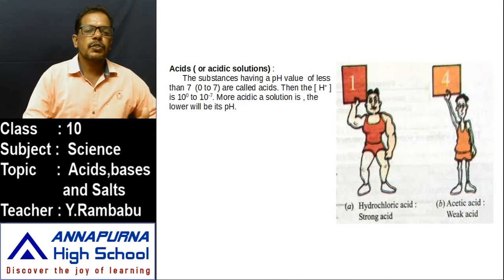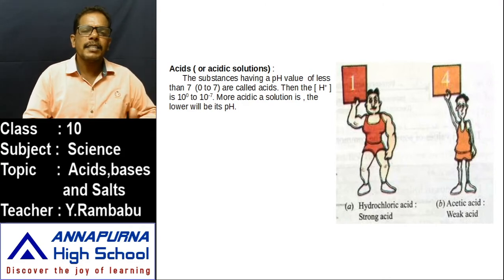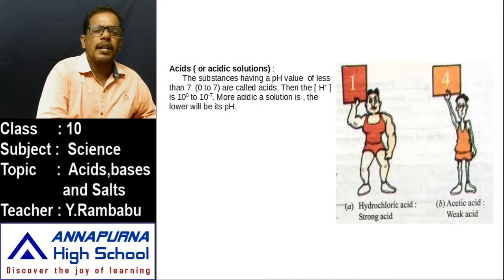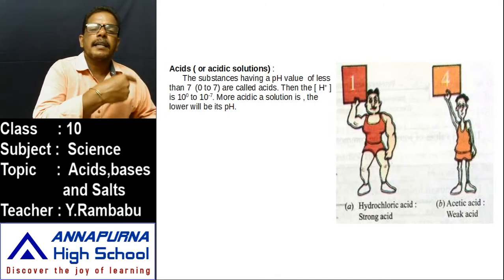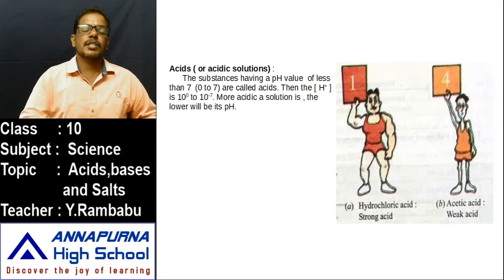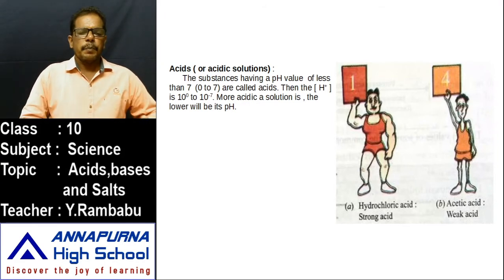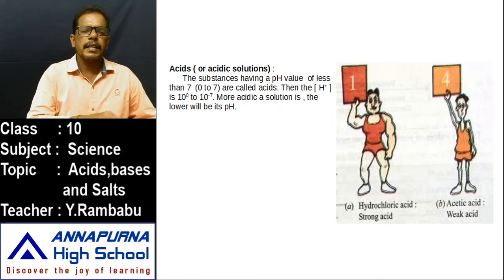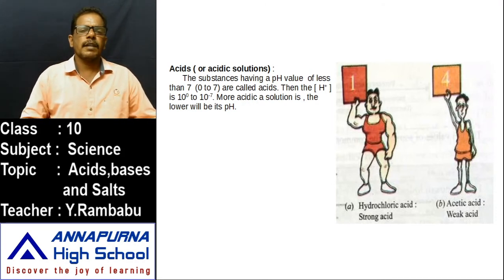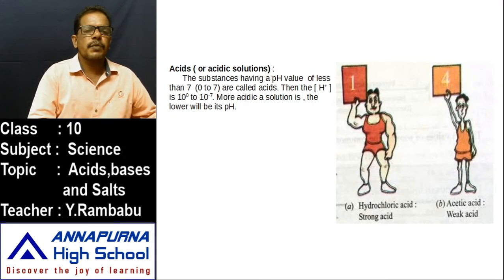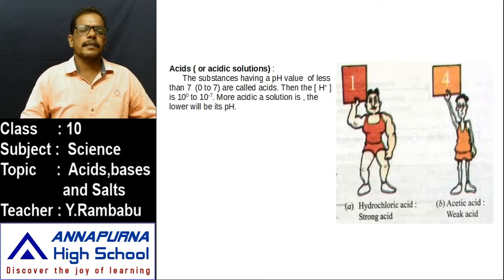The substances whose pH value is 0 to 7, that are acids. But lower is the pH value, higher is the hydrogen ions concentration. That's why that are strong acids. pH value is 1 means it is strong. For example, pH value is 0.1, it is strong acid. If the value is high, it is weak acid. Don't think like that. If we think so, it is incorrect.